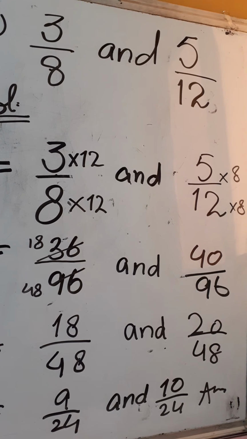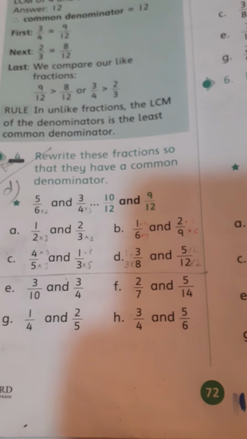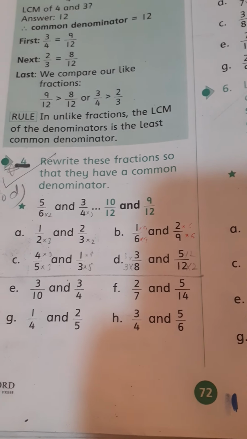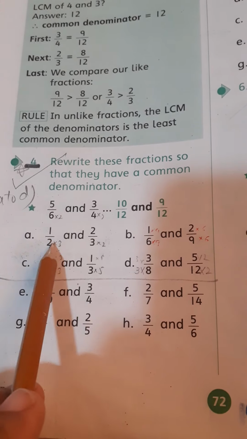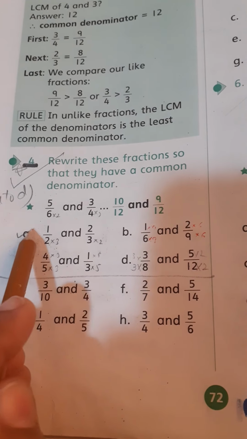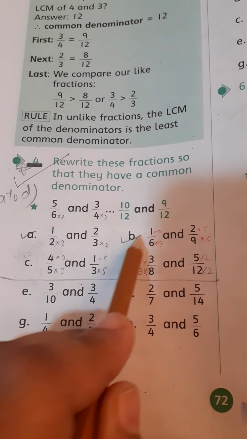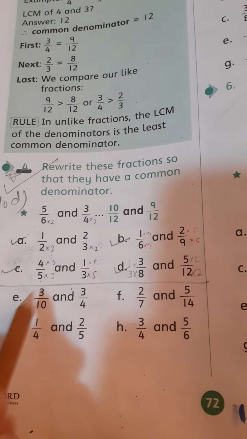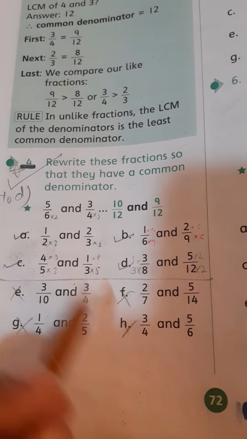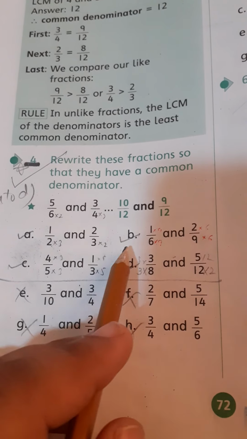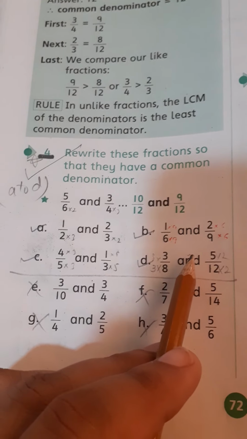Tick mark parts A, B, C and D. Page number 72, question number 4. A, B, tick mark here, A, B, C, D, E, F, G, H, skip. Only this question, question 4. All the questions I write in that video.